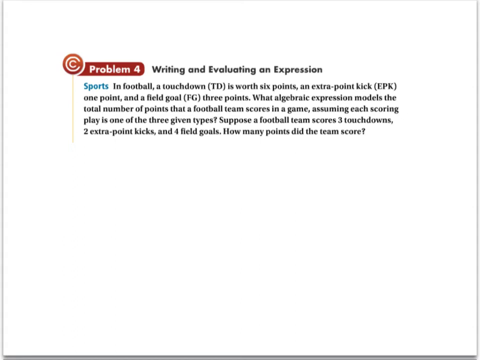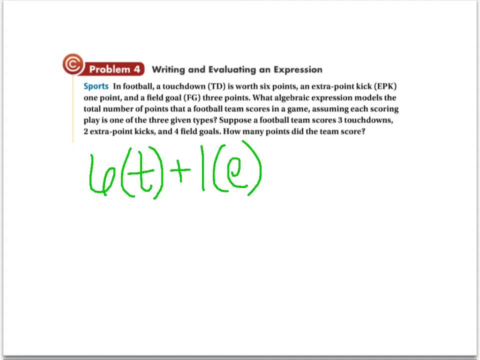But that's what you're doing in your head. Even though you're not saying, okay, T equals touchdown and E equals extra points, you're still doing math in your head. So we are going to use T for touchdown, E for extra point, and F for field goal. So 6 points for every touchdown, 1 point for every extra point, and 3 points for every field goal.